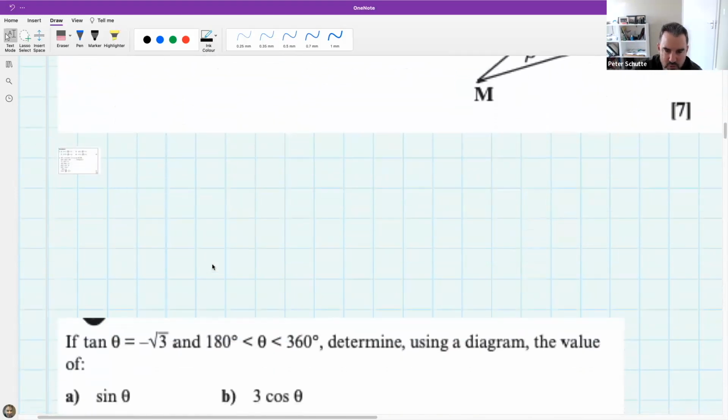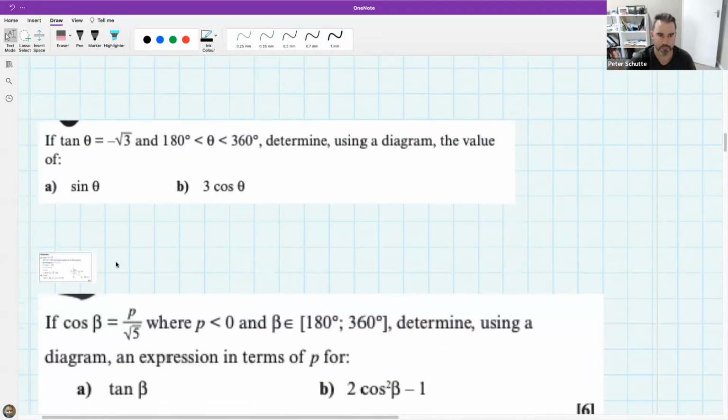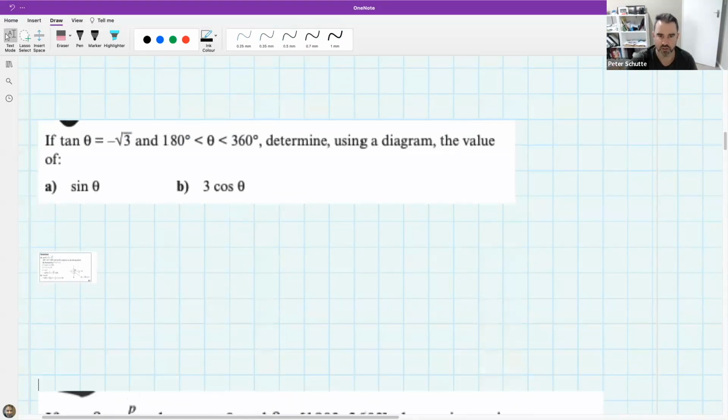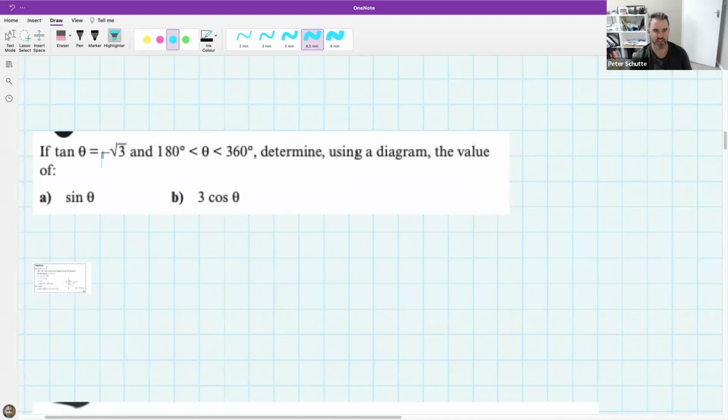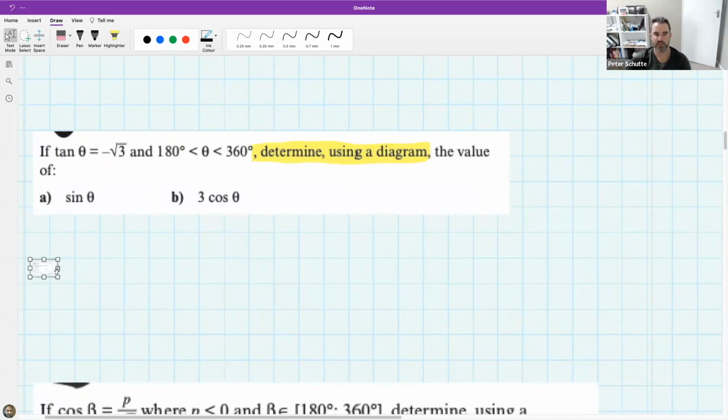I want to just do a little preview of a question like this before we go off to have our break. Now in this question, it says if the tan of theta is this, and it's negative, and theta is between this, determine using a diagram the value of the following things. So I want you to draw the diagram that you think you may need to answer these two questions. And if you can't do it, just give me a thumbs down. Give me a thumbs up if you think you can draw the diagram that this information is asking about.